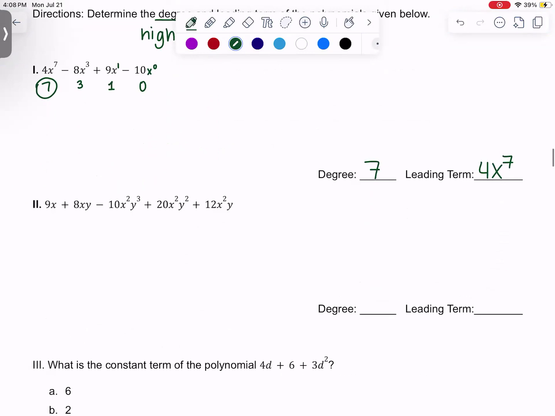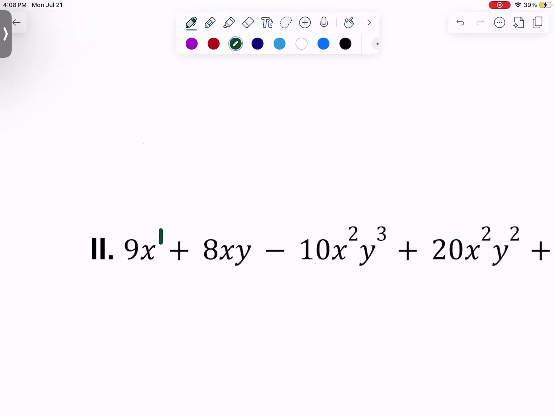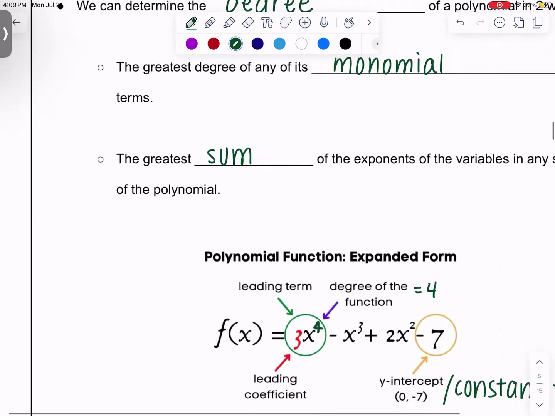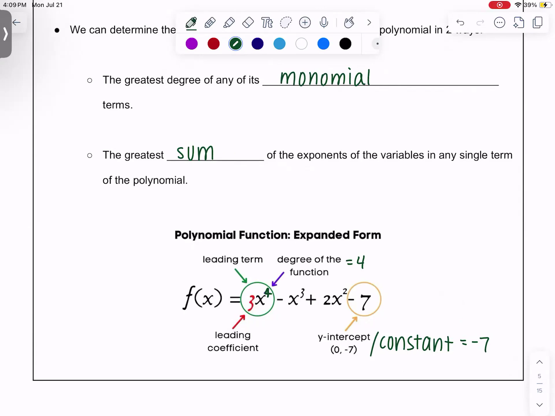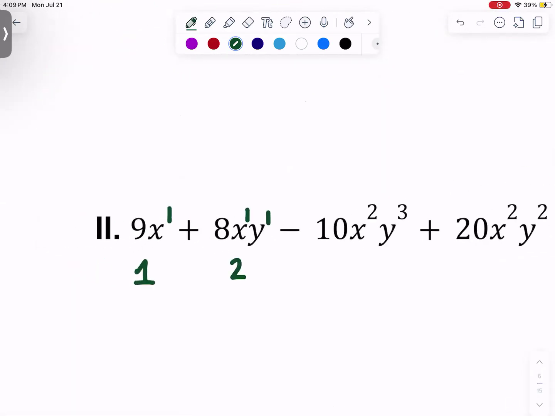In the second one, what's the degree of 9x? Well, there's only one x there, and it's x to the 1. So the degree is 1. What's the degree of 8xy? This is the first time we're seeing 2 variables in the same monomial. X is to the 1, or first power, and y is to the first power. Our note on the last page says we need to find the greatest sum of the exponents of the variables. So the sum here would be 1 plus 1. The degree is 2.